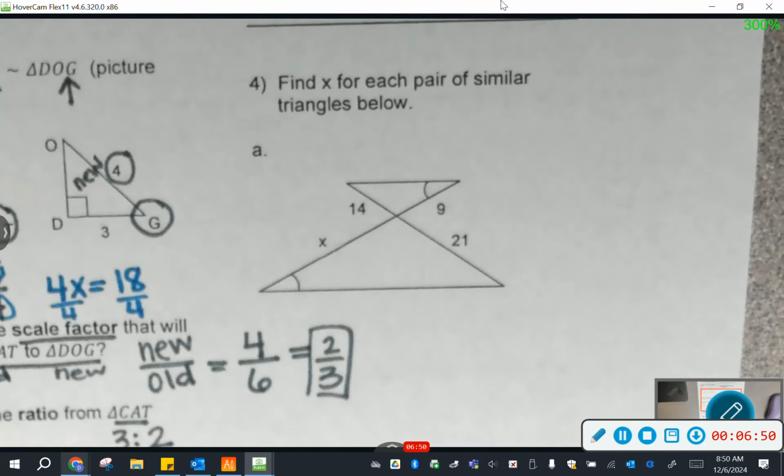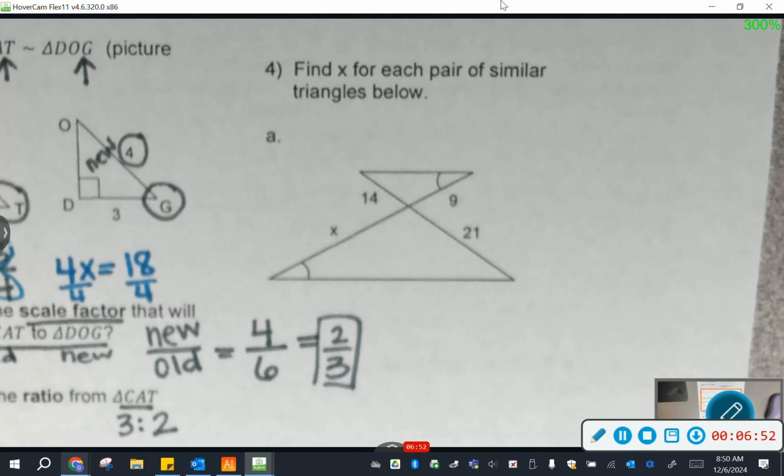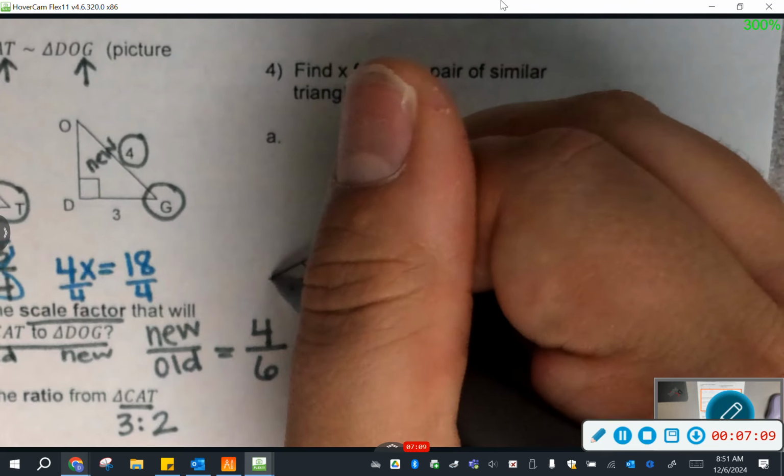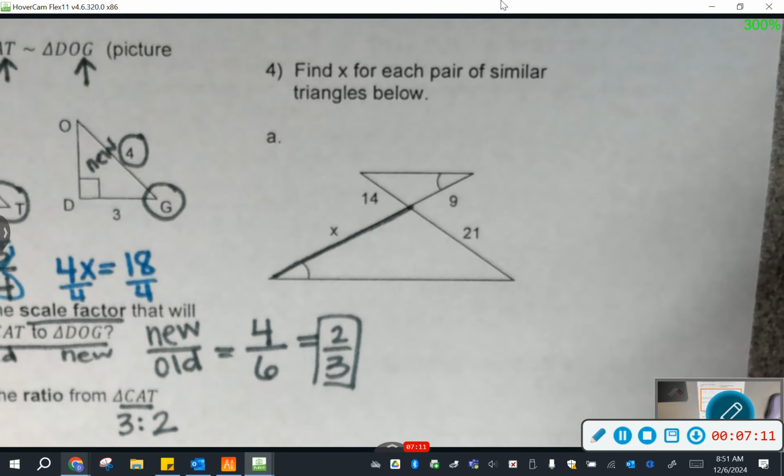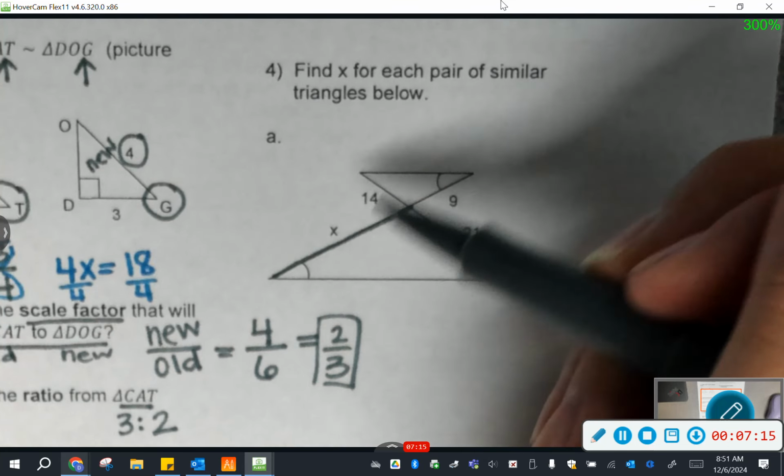Alright, going on up. This one was the most missed question earlier today. How do I find X here? What am I going to have to do? Make a proportion. How do I make a proportion here? What's going to go with X? 9. So many people today were telling me X and 14, they're right there.